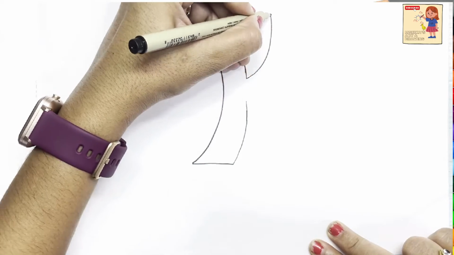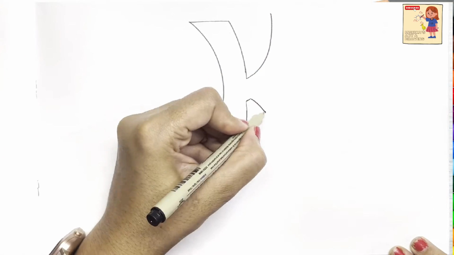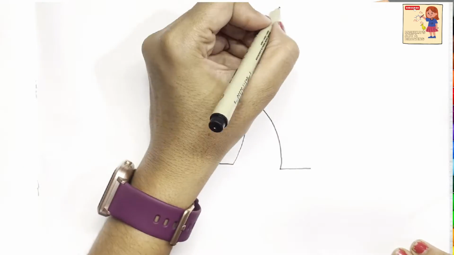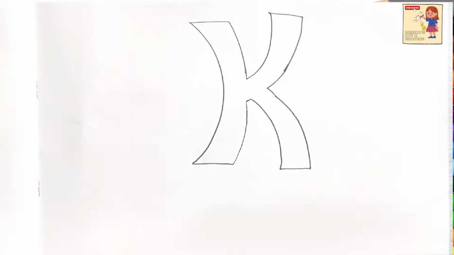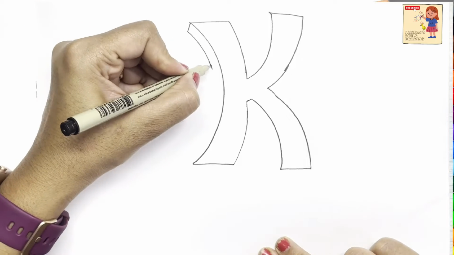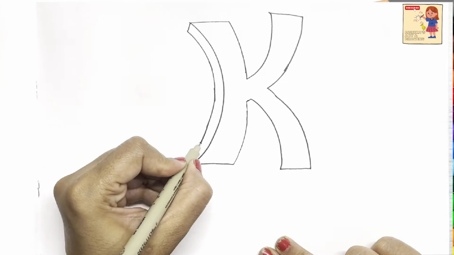Yes, a 3D K. Follow these easy steps and draw a letter K 3D. These are very easy and small steps.